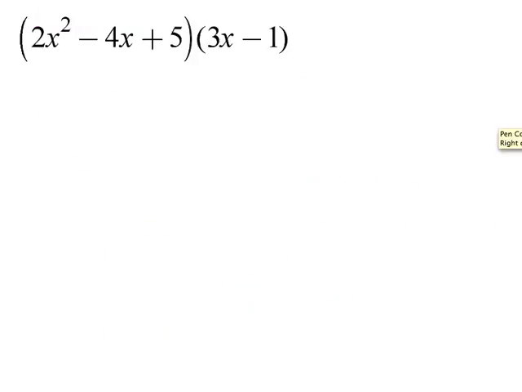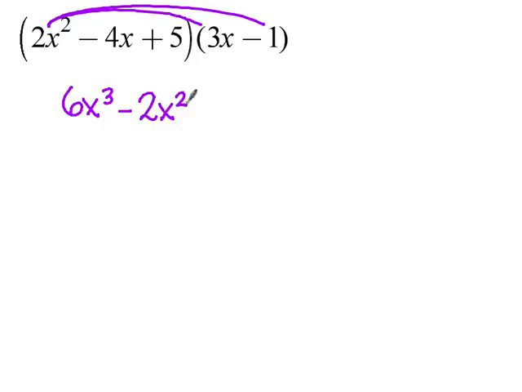Okay, here's the one more. Now this one's a little different because it's along the same lines as the FOIL, except I've now got 3 terms times 2 terms. So what we're going to do is distribute each of those 3 terms. I'm going to start by distributing the 2x here and here. So if I take the 2x squared times the 3x, what do I get? 6x cubed. 2x squared times negative 1.